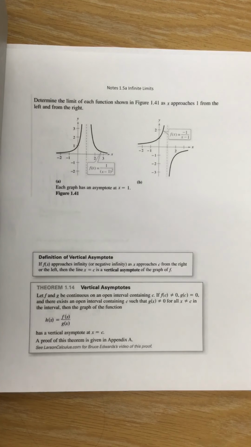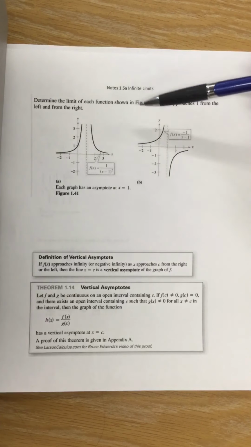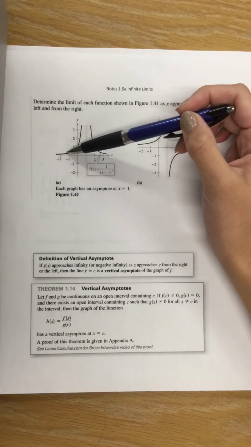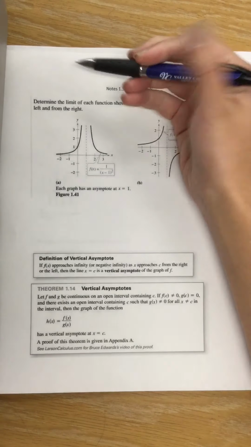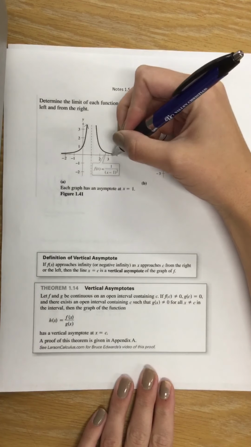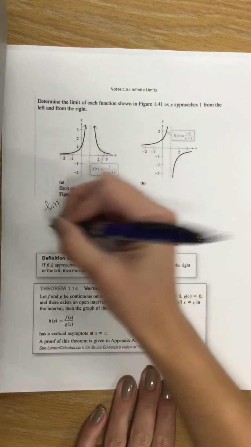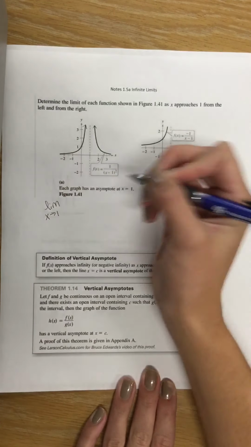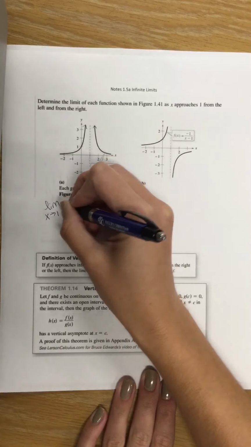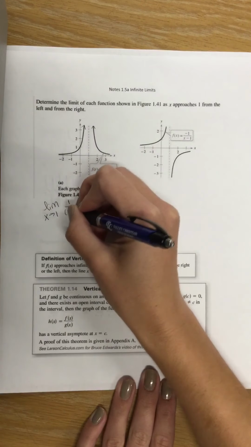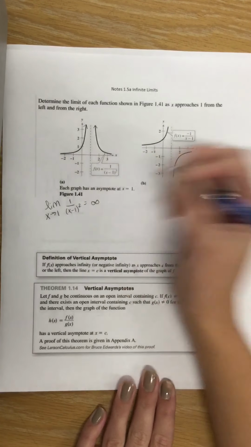Today we are doing Notes 1.5a, Limits for Infinite. Determine the limit of each function as x approaches 1 from the left and the right. As we can see from the graph, as x approaches 1 from the left, it's going up towards positive infinity, and as x approaches 1 from the right, it's also going up towards positive infinity. So the limit as x approaches 1 of the function 1 over (x minus 1) squared is positive infinity.